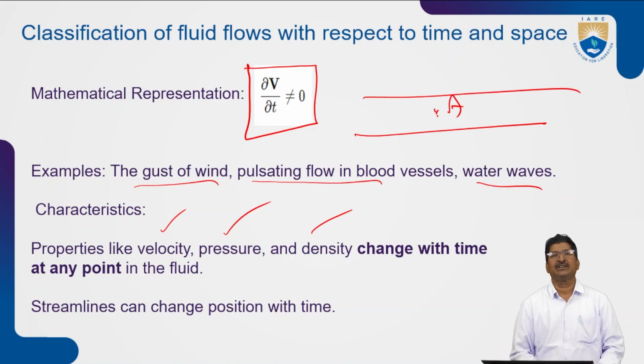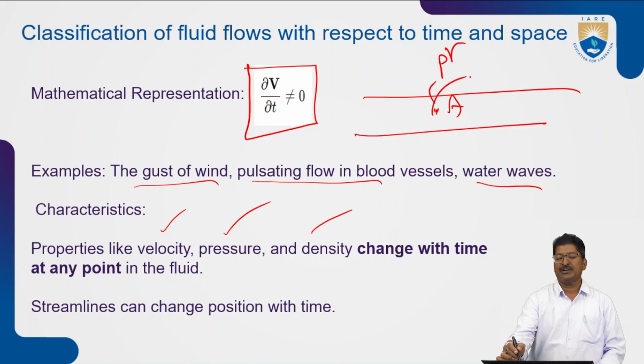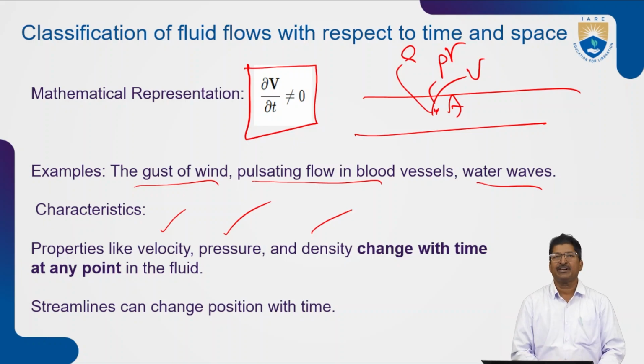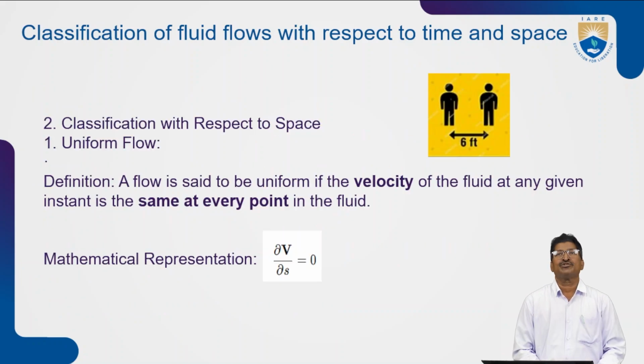If you take a pipe, at a point A you can measure the velocity, or the pressure, or the density rho at different times. If it is not the same, that is unsteady flow. If it is the same, that is steady flow. So till now we classified fluid flows with respect to time: steady flow and unsteady flow. Steady flow means velocity, pressure and density are not changing with respect to time. At any point of time it is the same.